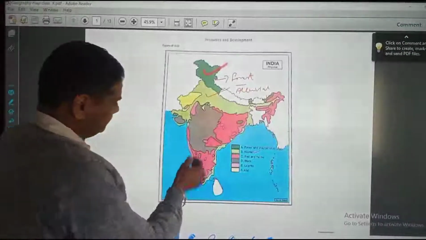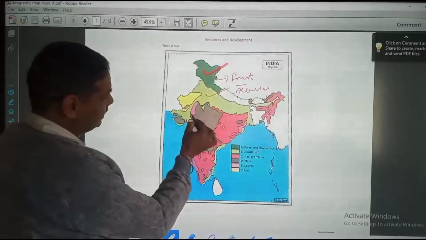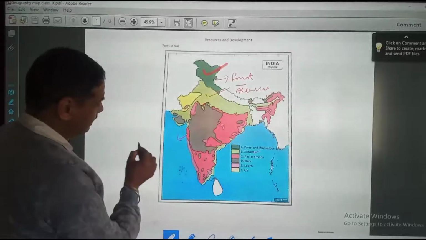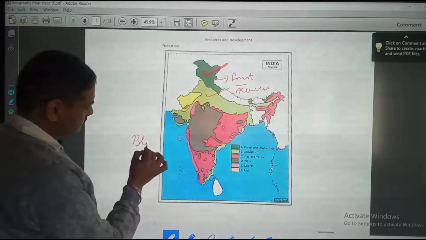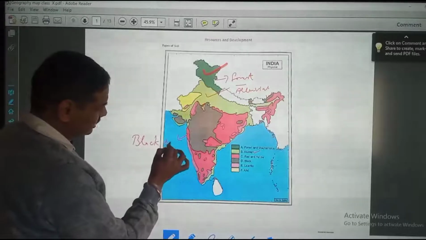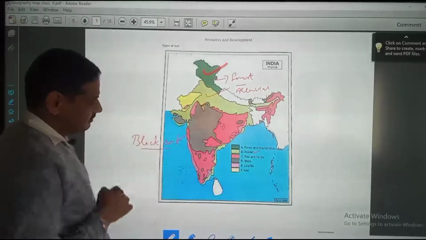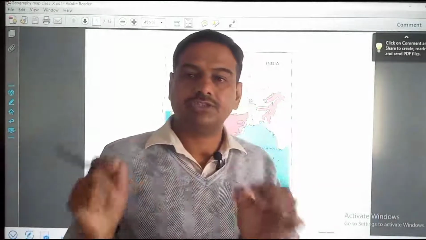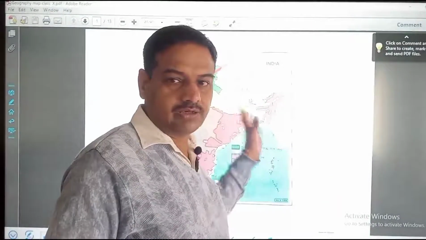Then, coming to the middle part of India, you can see this soil shown in the black color. This is called black soil, or it can also be called black cotton soil, because cotton is mainly cultivated in this soil.